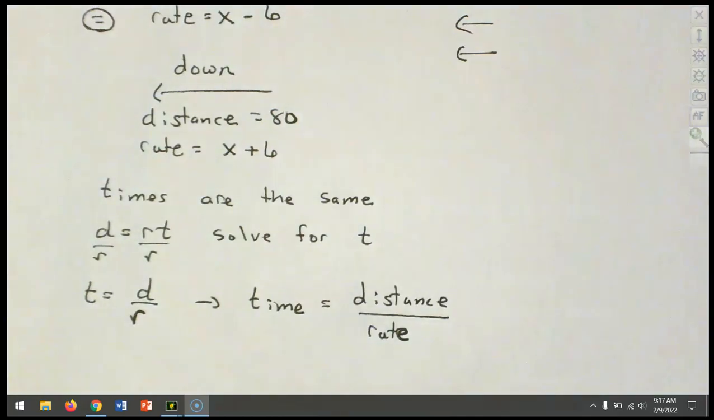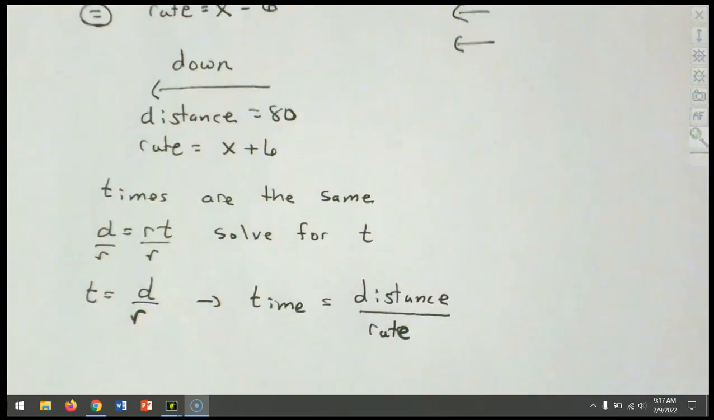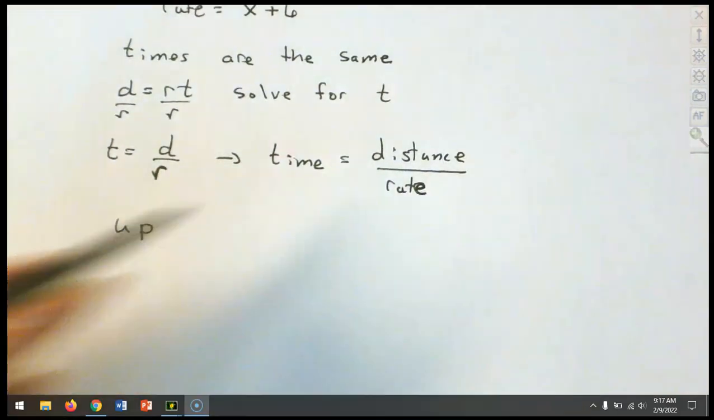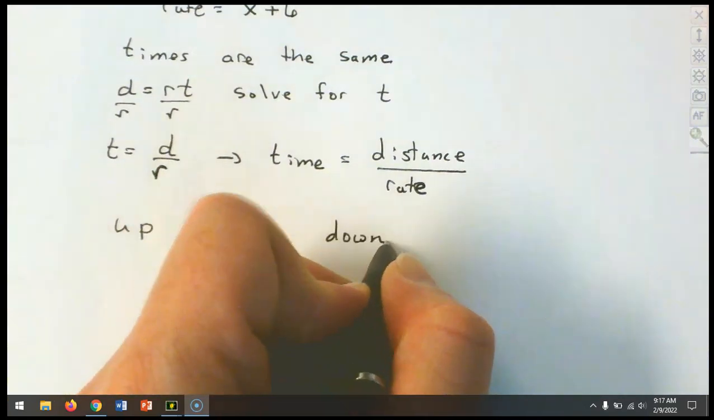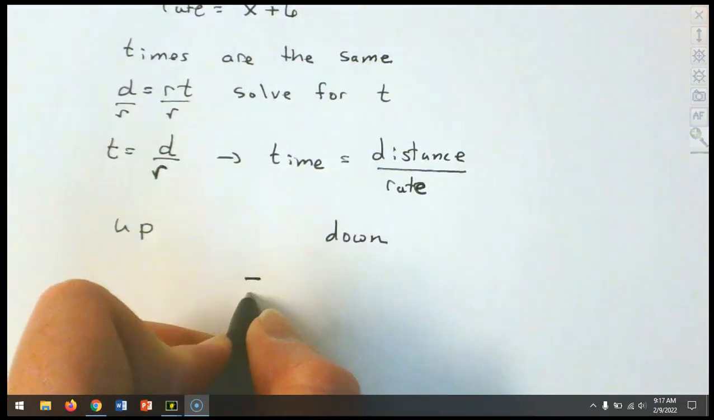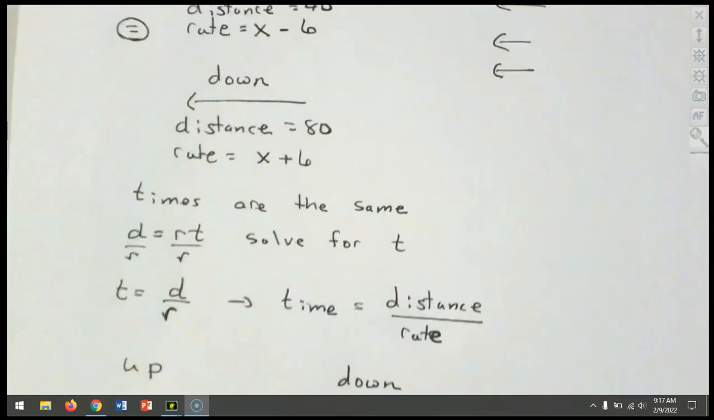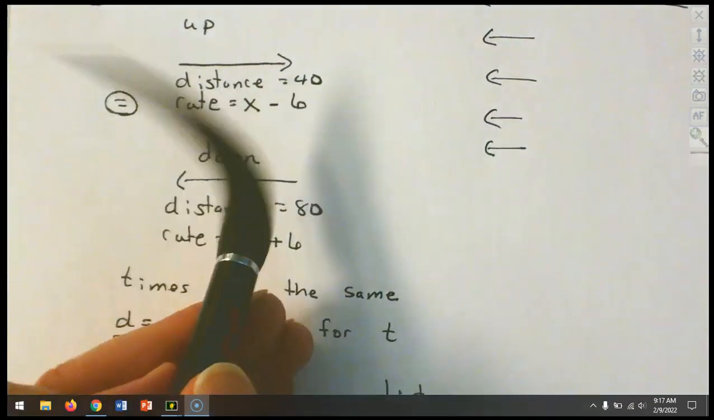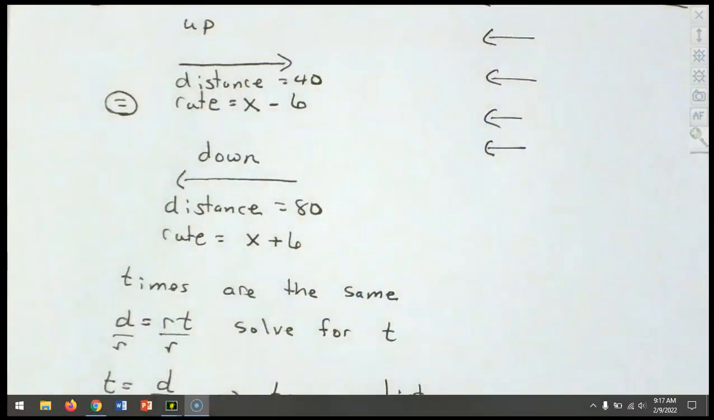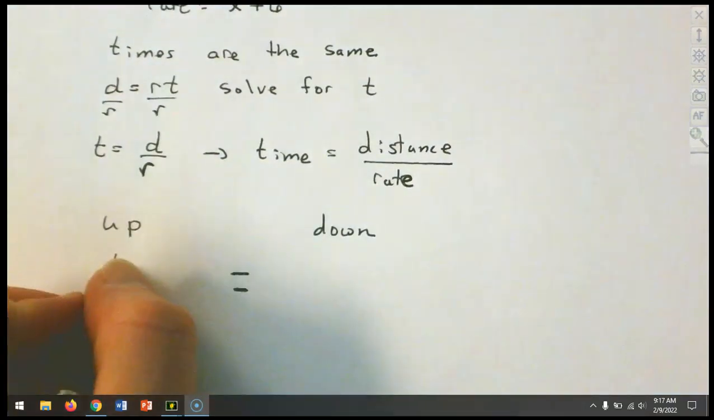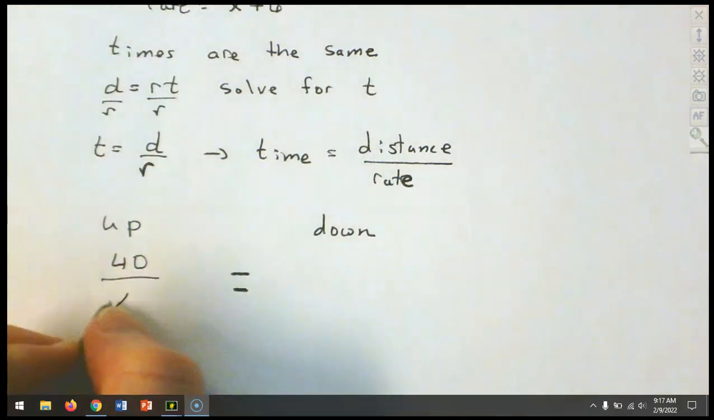Now, how does it work? I'm going to set it up, and you're going to solve it. But we've got the upstream, and we've got the downstream. And it says in the question that these should be what? Equal to each other. So what about the upstream? What do we have for the upstream? Let's go back and look. Okay, 40 on the top. And what's the rate of speed down below? X minus 6. So the 40 is your distance, right? X minus 6 goes below.